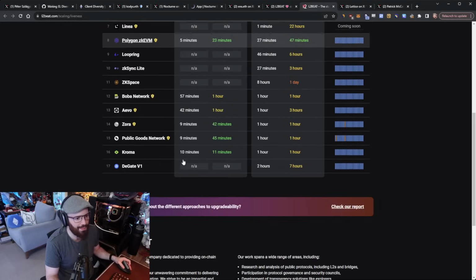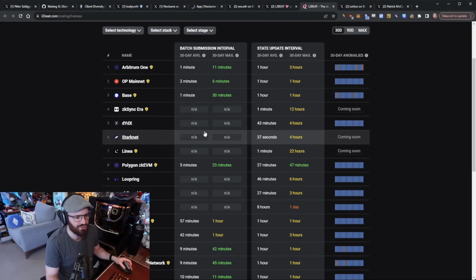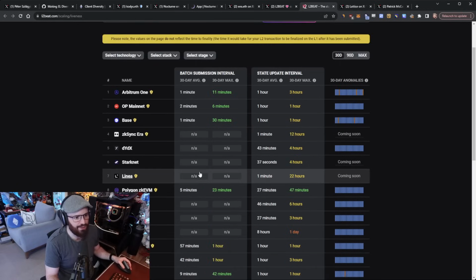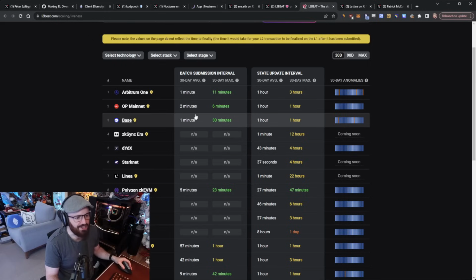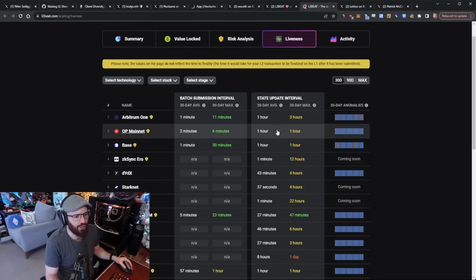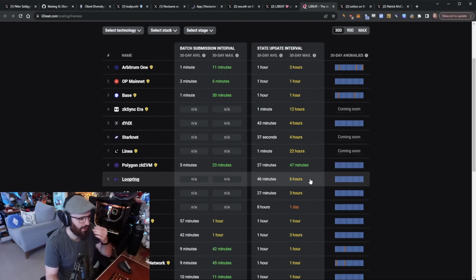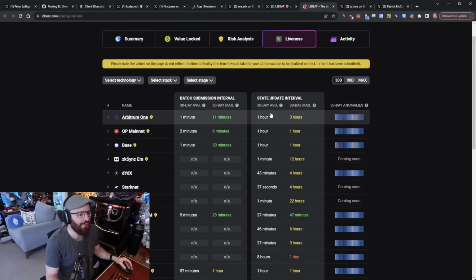So you can see here that most of them, in terms of their 30-day average batch submission intervals, are under an hour. Actually, most of them are under 10 minutes. And the biggest ones like Arbitrum 1, OP mainnet, and Base right now are a couple of minutes at most, right? And then you can see the state update intervals, depending on what they are. If they're an optimistic rollup or a ZK rollup, it changes, but they're all about an hour or less, or most of them are an hour or less. And then that's the average.